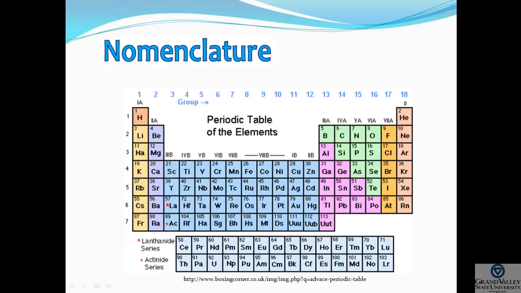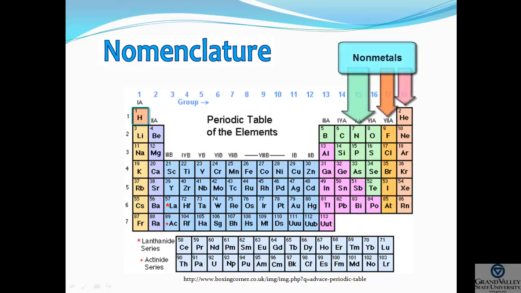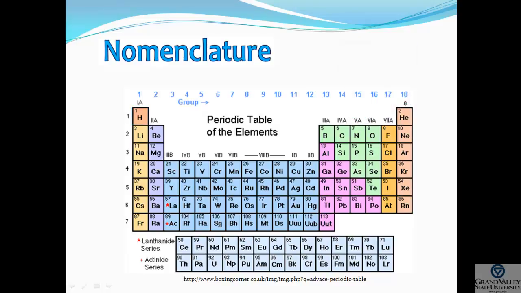When referring to the periodic table of elements, the nonmetals are located on the right side. Carbon, nitrogen, oxygen, fluorine, and neon are examples of nonmetals. The metalloids, or semimetals, are located at the boundary between the nonmetals and the metals. Boron, silicon, and arsenic are examples of metalloids.